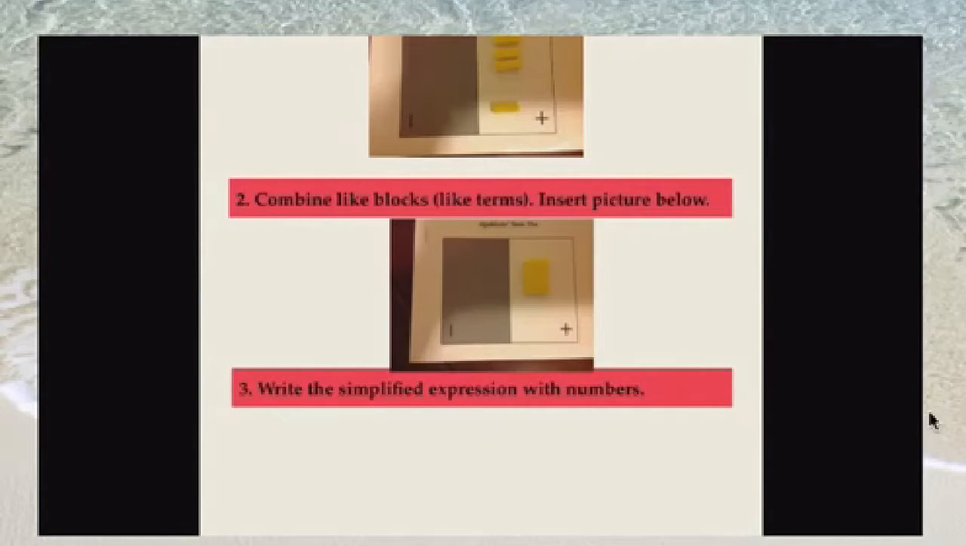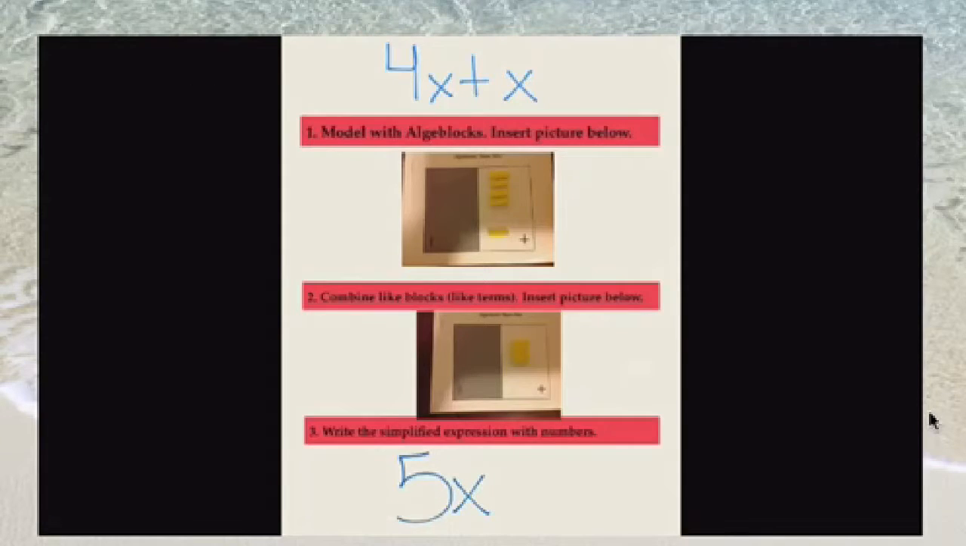And there's our picture. Okay, now our third step here is to write the simplified expression with numbers. So I'm going to take a look here and see that I only have positive values represented, and what I'm showing on that block is 5x. So I can say that 4x plus x, my original expression simplified, is 5x. Okay? So in other words, you're combining any like blocks or like terms that you see.